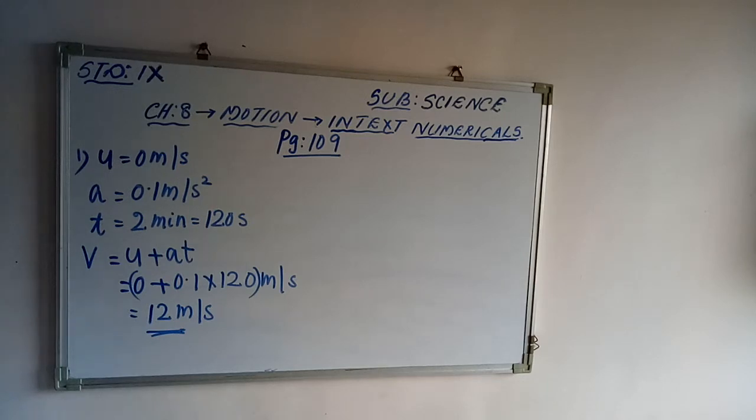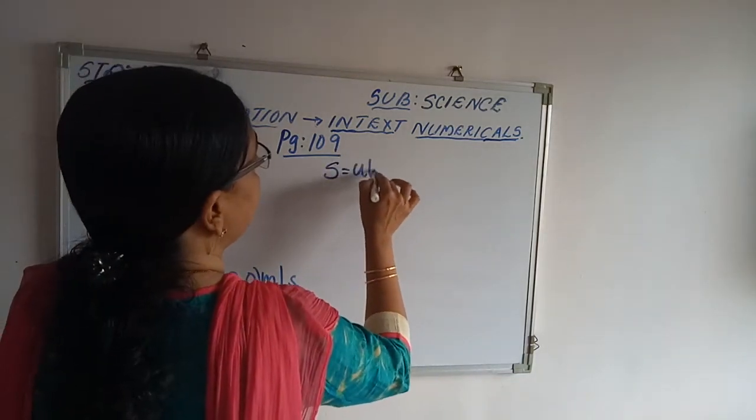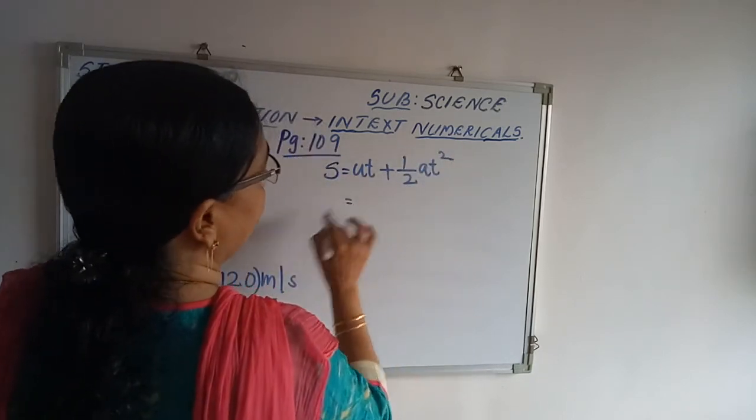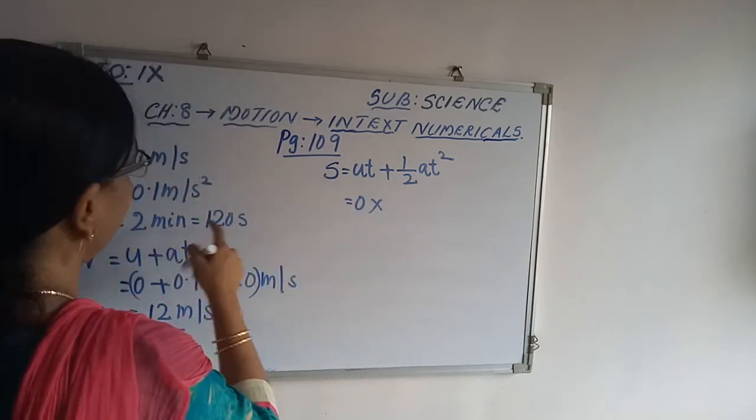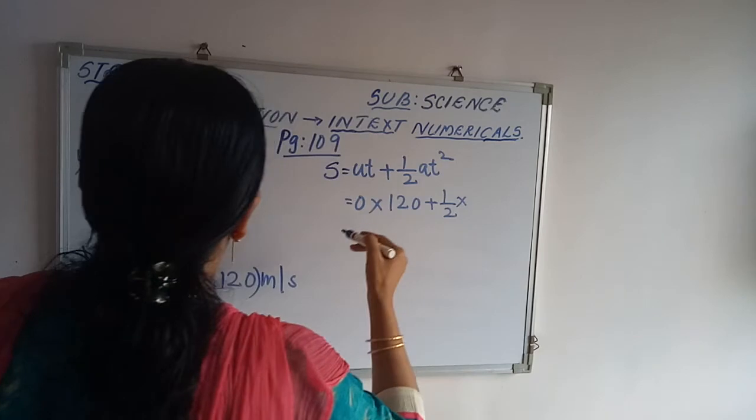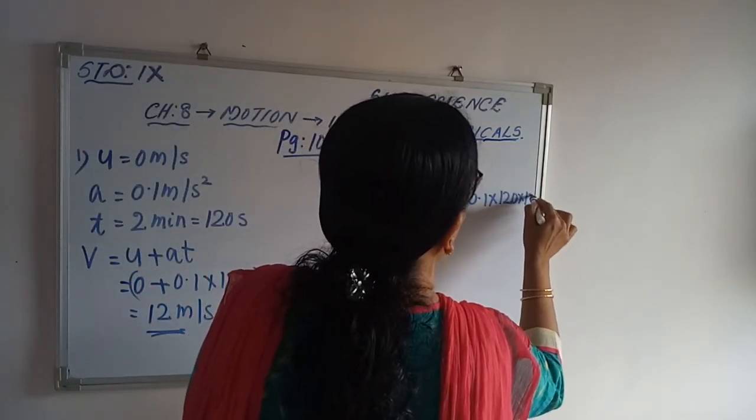Now, what you have to find out next? The distance traveled. You know that equation of motion for finding out the distance traveled. That is distance time relation. So S is equal to ut plus half at square. That's equal to 0 multiplied by what is t? 120 plus half into 0.1 into 120 into 120.